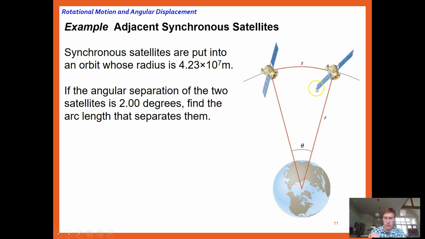So 2 degrees is a tiny angle, right, out of 360, not very much. 1/180th of a full circle is all that it's gone. What is this arc length distance S? Pause the video, give it a go, and see if you can figure it out.